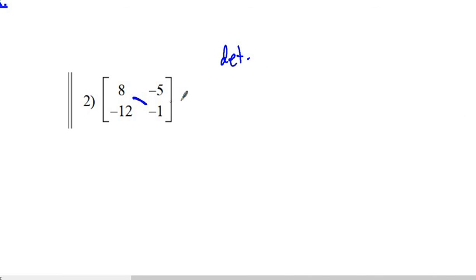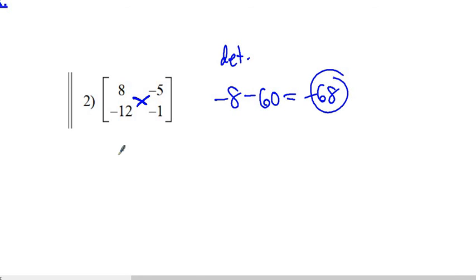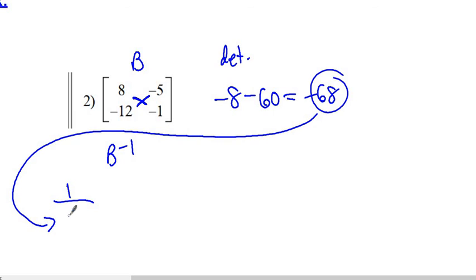So that's going to be 8 times negative 1, which will be negative 8, minus negative 12 times negative 5 is 60. So negative 8 minus 60 is negative 68. And that is our first part of the process. We call the other one A, so let's call this one B. So B inverse is going to be 1 over the determinant, which we just found, so that's going to go right there. And then inside here, we're going to switch the first diagonal, so switch 8 and negative 1.